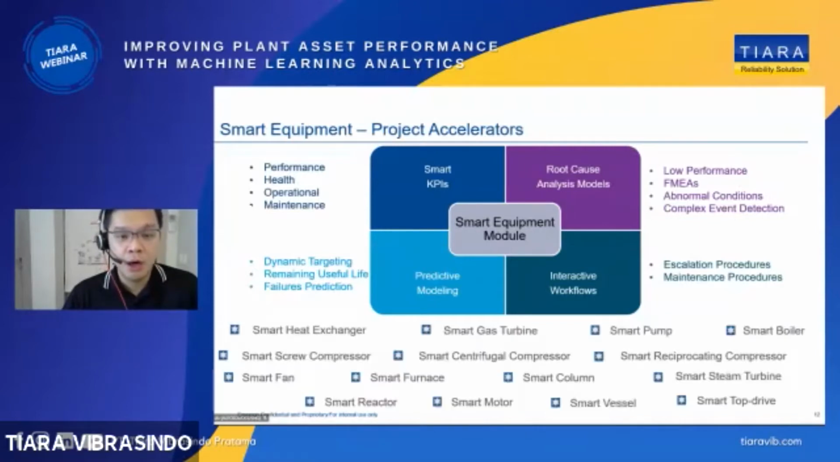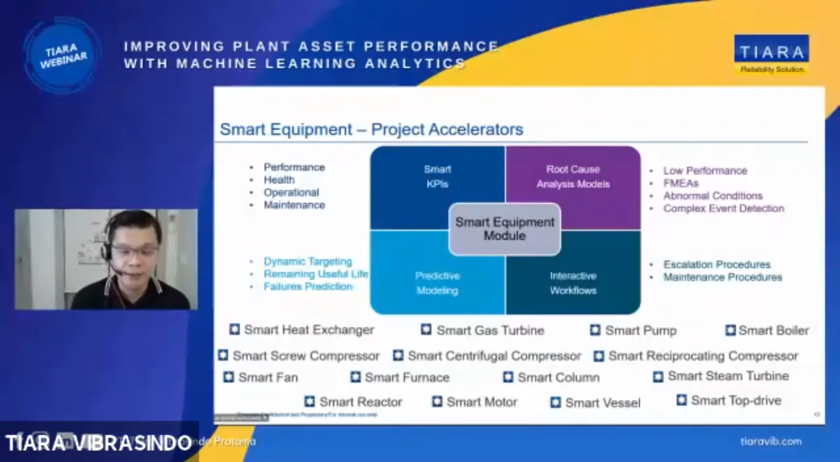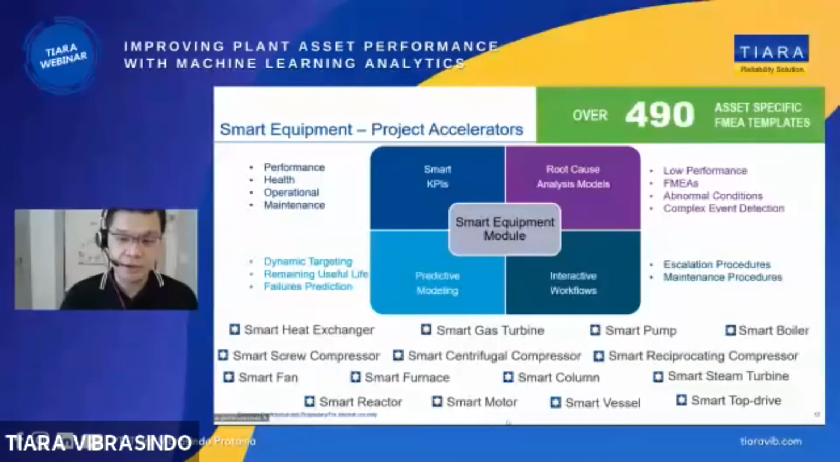In this machine learning platform, what we accumulated over the years of working with Saudi Aramco, ExxonMobil, Shell, British Petroleum, all these key customers, is almost all the different equipment that you can find in a plant. So whatever equipment models you are looking for, it's likely that we already have that equipment in our library, for performance and health monitoring, for predicting the failure and remaining useful life, and having the automated root cause analysis models in our system, and also the interactive workflow. In all, we have over 490 FMEA templates already built into this software.